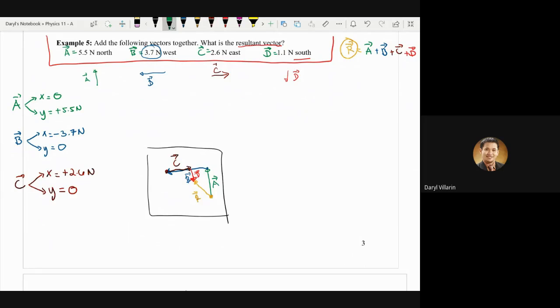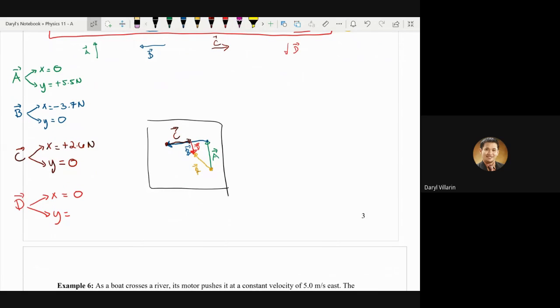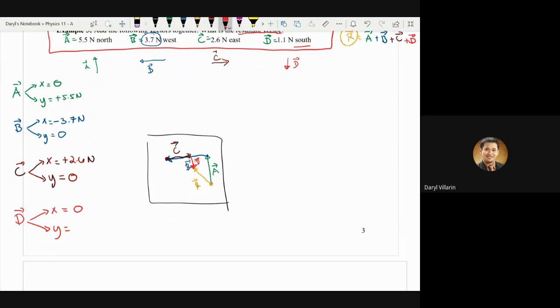And now for vector D, I have X, I have Y. The X component is automatically 0 because it is lying along the Y-axis. And for my Y component, it's directed downward, it's south. So instead of using south, I use the sign negative 1.1 newtons to indicate that it is in the downward direction. So that's the first thing.